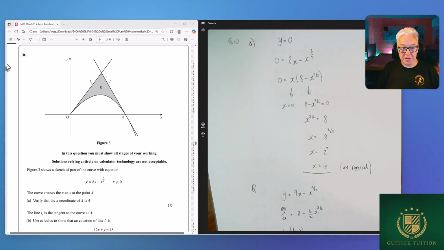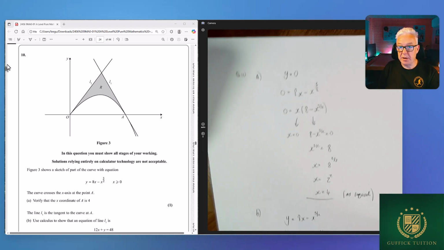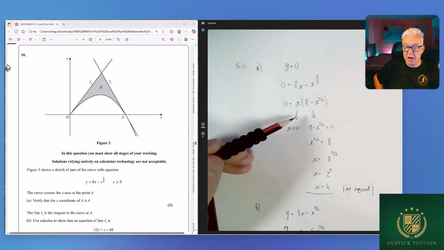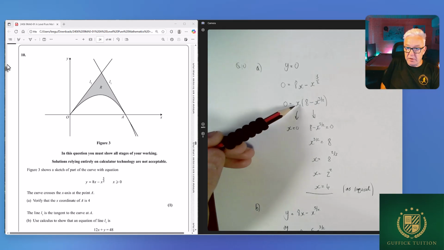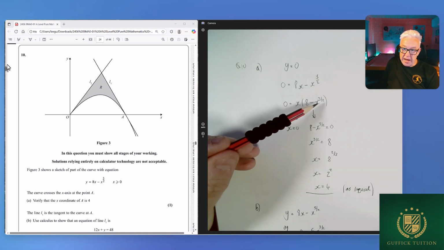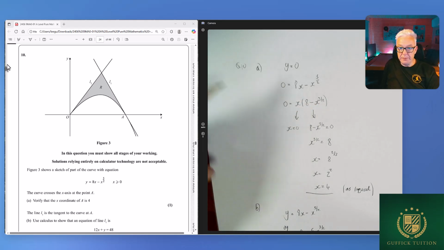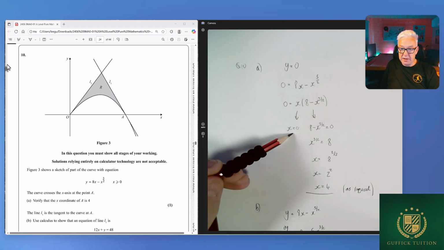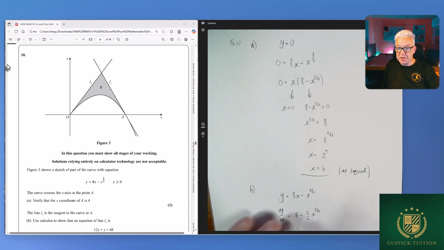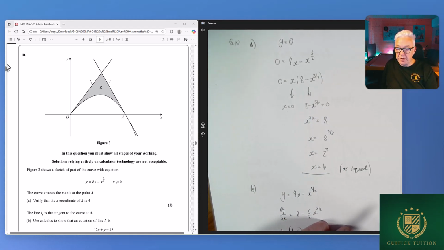So something crosses the x-axis when y is 0. So what we need to do is sub in y as 0 into the equation for the curve and see what we get for x. So the first thing that I've done is I've factorized out an x from there, leaving me with 8 minus x to the power of 3 over 2. So that means that either x is 0 or 8 minus x to the 3 over 2 is 0.